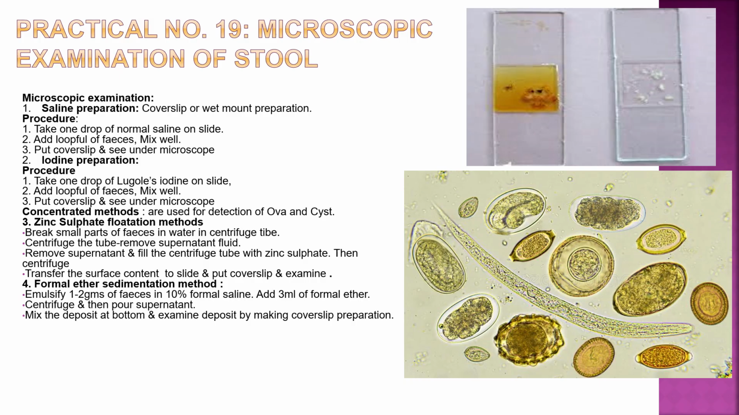In the iodine method, you have to take 1 drop of Lugol's iodine, then add stool sample, mix and see under the microscope. In the saline preparation we can see motility of the trophozoites, and in the iodine preparation we can see all cyst forms.